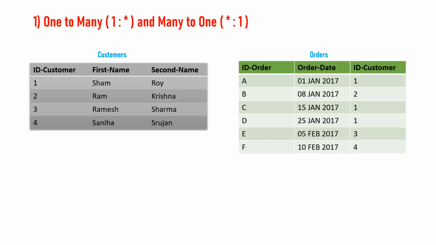In the customers table, all the ID customer values are unique and not repeating. In the orders table, the ID customer values are repeated multiple times. Here it is only once, all the values are unique. Here the same value is repeated multiple times, so it is many. So we use a one to many relationship, or you can use a many to one relationship.